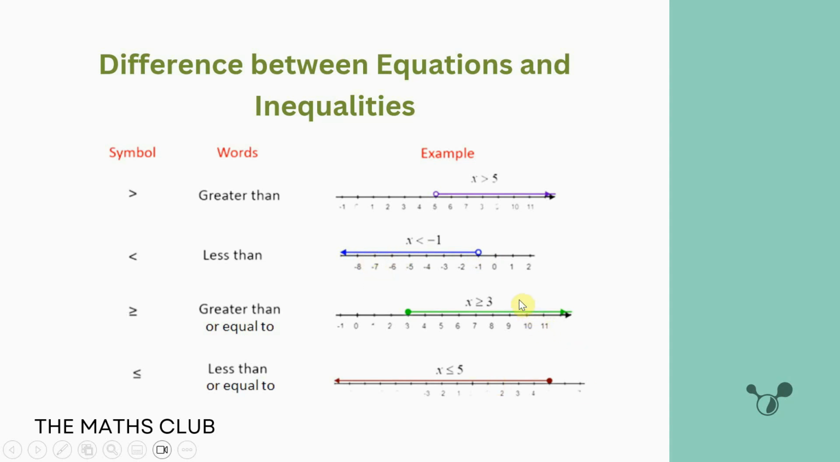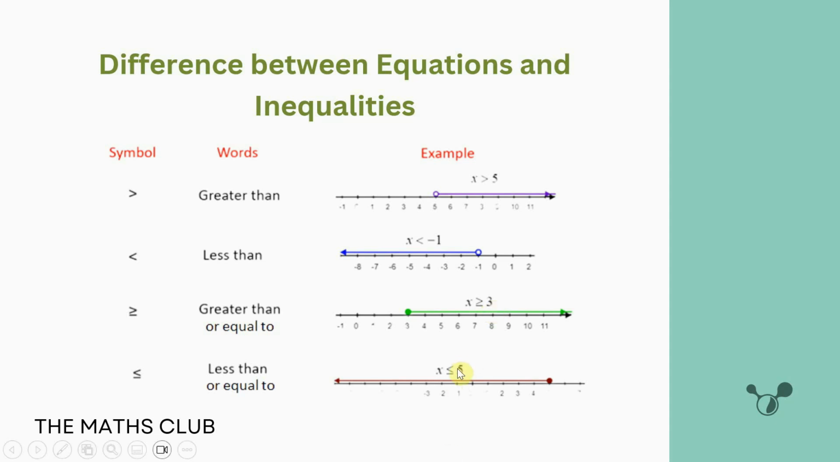This one is x is greater than or equal to 3. At 3, we draw a circle, but because 3 is included, we shade that circle. And then the arrow will follow the direction of the inequality sign. So you can see x is greater than or equal to 3. That will be 5, 7, 10, 20, and so on and so forth.